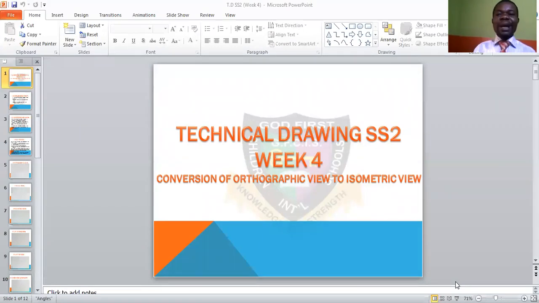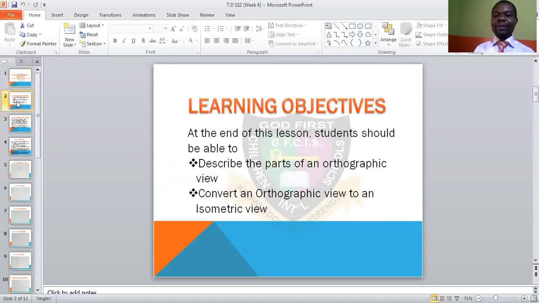So before we go into detail, we need to have our usual sharing of the objectives for this lesson. Talking about the learning objectives, at the end of this lesson, you should be able to describe the parts of an orthographic view, then convert an orthographic view to an isometric view. This is what we need to look at.